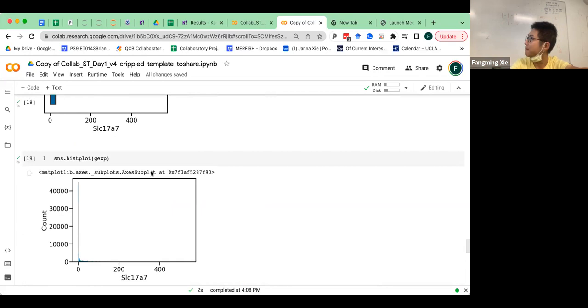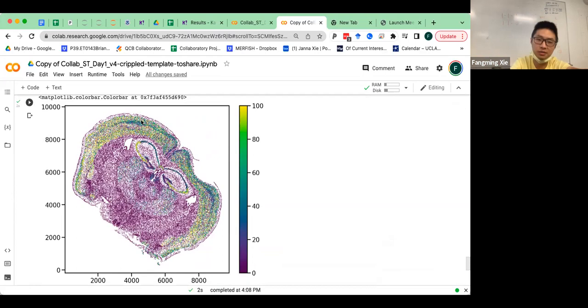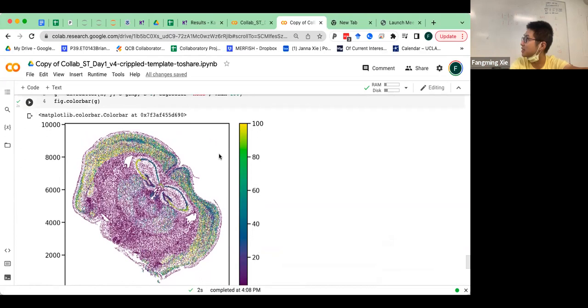We also want to label things. We want to add a title, say this is the gene SLC17A7. We want to label the color bar, what the color bar means, and these kinds of things. But yeah, we get the main point. We can resume from this point.